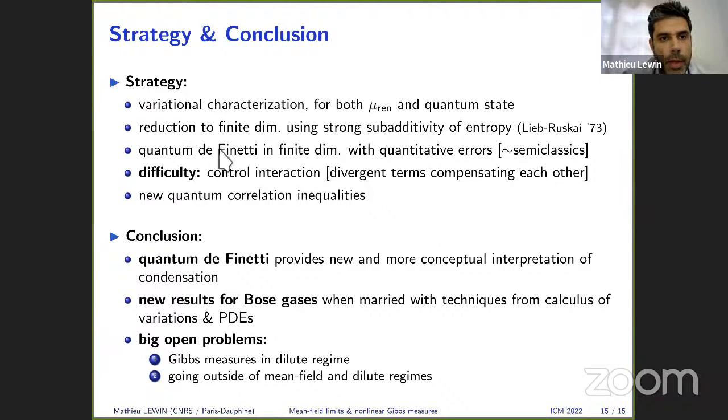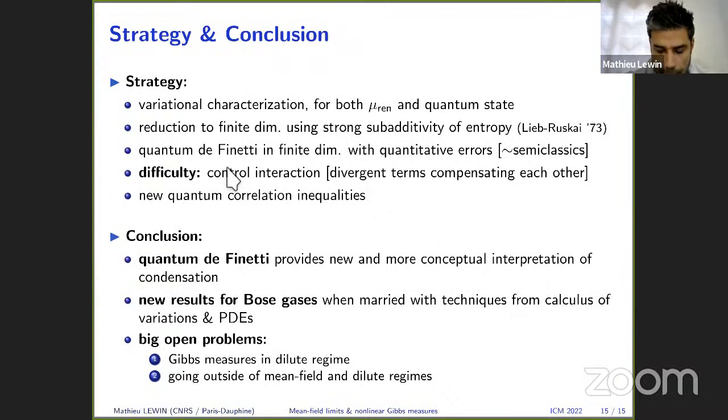And once we've done that, we apply quantum de Finetti in finite dimension with quantitative errors. But the real difficulty is to control the interaction, because of course, the interaction is divergent. It contains divergent terms which compensate each other, and we have to show that everything gets renormalized in the right way. And for this, we had to invent some new quantum correlation inequalities, but it would lead us way too far to explain this in detail. So you can have a look at the paper if you are interested.